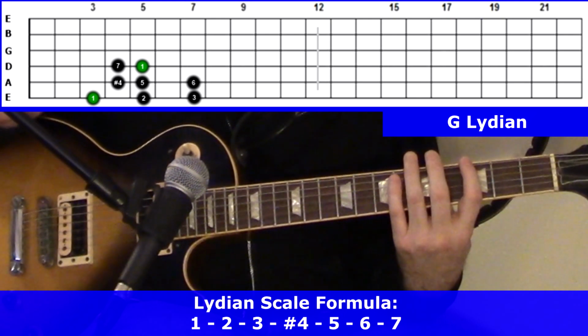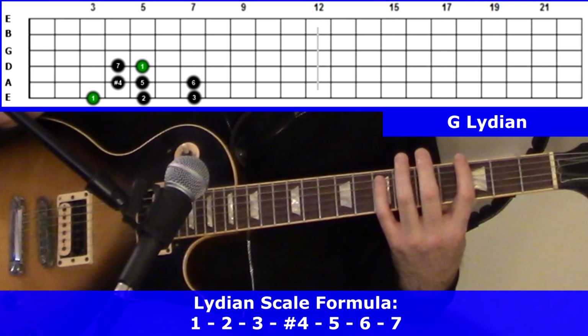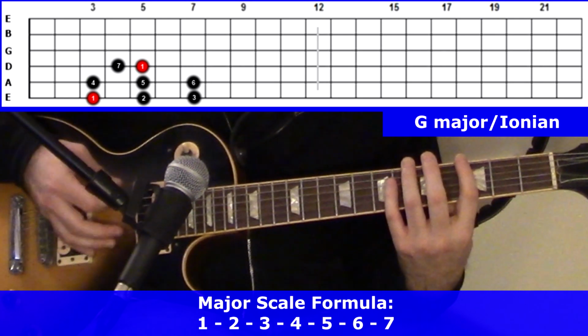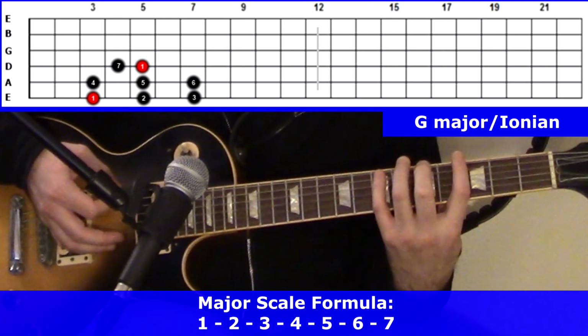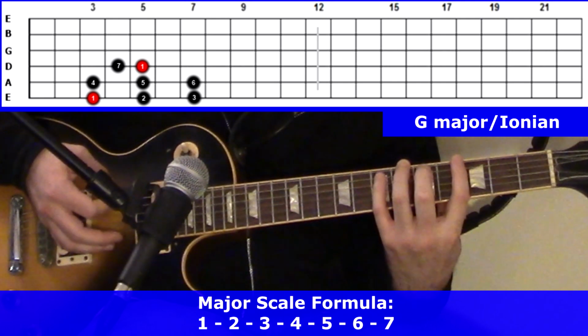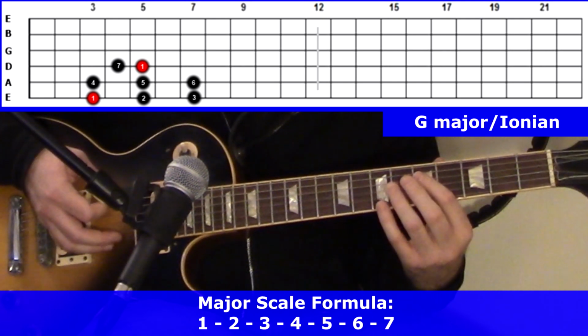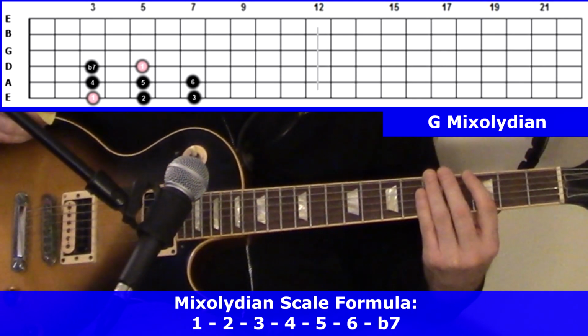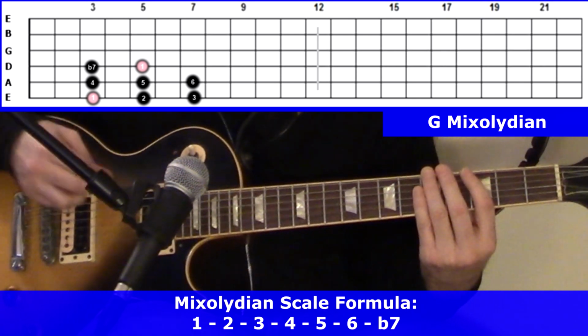Alright, so that's just the one note change going from the G Ionian to the G Lydian. So let's go back to G Ionian again, G major. And in order to make the G major scale into a G Mixolydian scale, you want to flatten the 7th degree. So the scale formula for a Mixolydian would be 1, 2, 3, 4, 5, 6, flat 7.